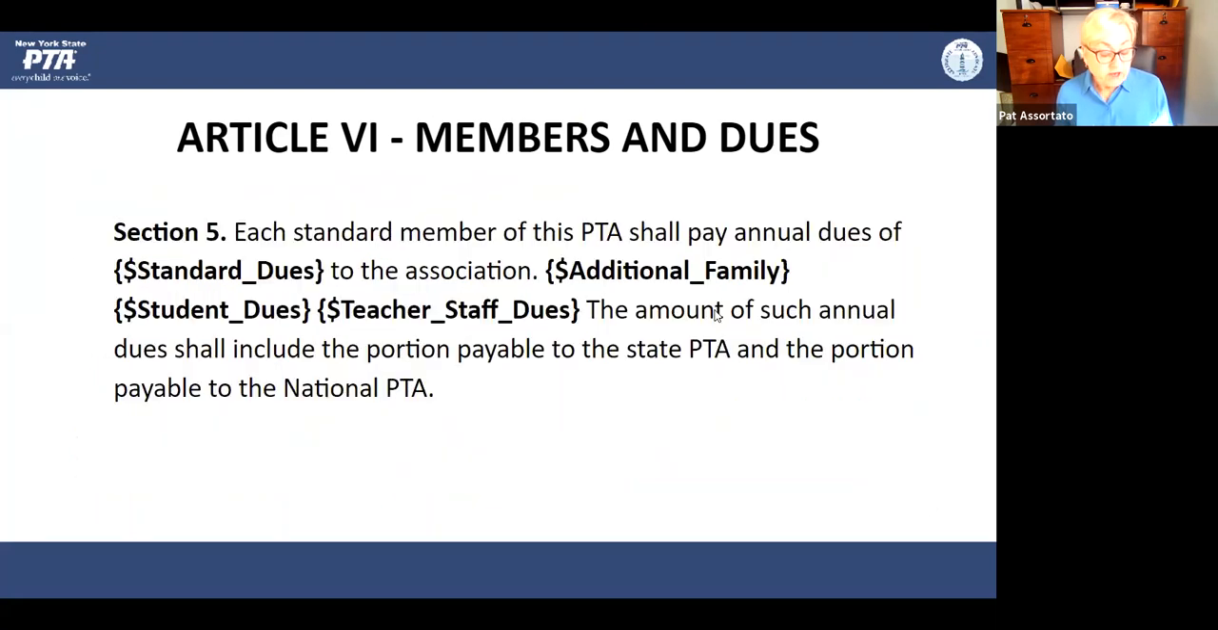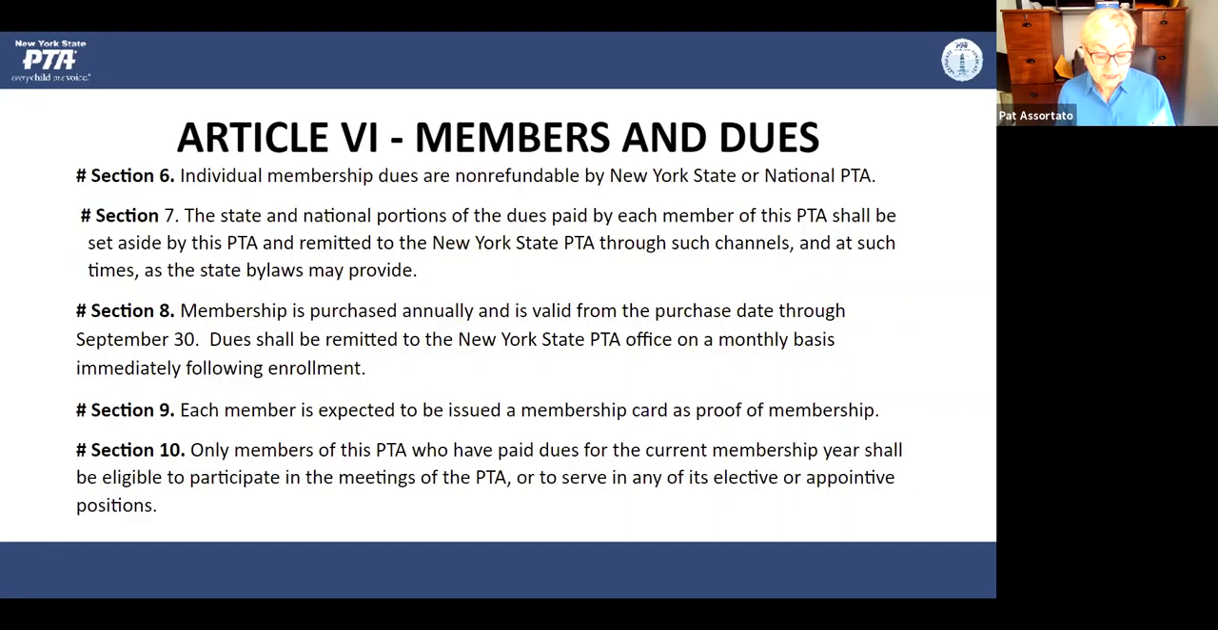Article 6, Section 5 prescribes the amount of dues to be charged per member. The amount of dues is the decision of the voting body of each unit. Each member's dues must be an amount at least equal to the total portion payable to National PTA and New York State PTA, which is currently $4. There are 4 types of memberships, and you can set a different amount for each if desired. Article 6, Members and Dues, Sections 6 through 10, continue with the details of membership and dues.